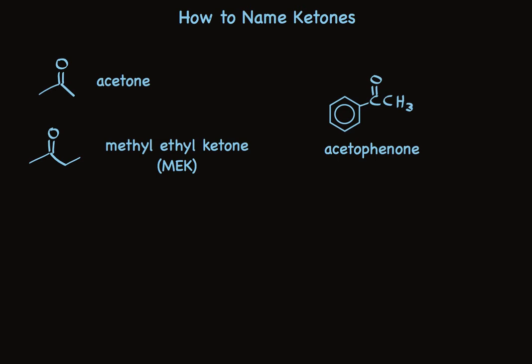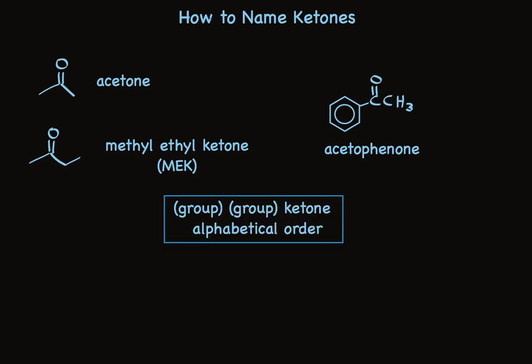Beyond the 3 you see here, there's a rule that lets you name lots of small ketones with the common nomenclature. You use 3-word names, naming each group that's attached to the carbonyl and putting ketone at the end. Those groups are supposed to be in alphabetical order, and that's why methyl ethyl ketone is misnamed.